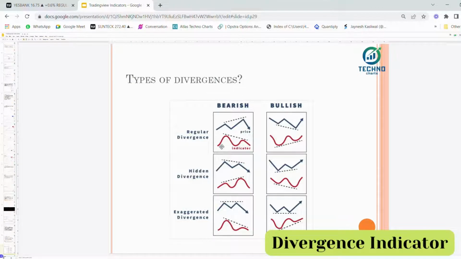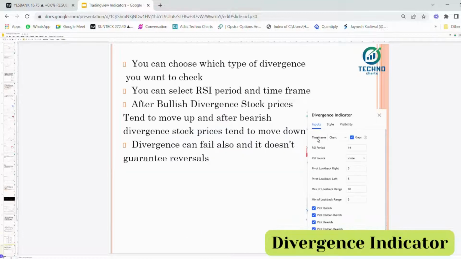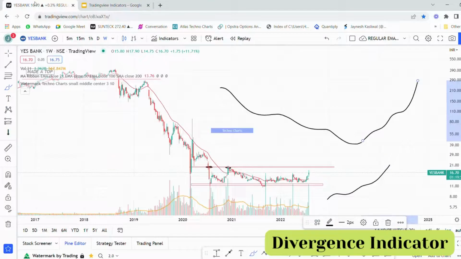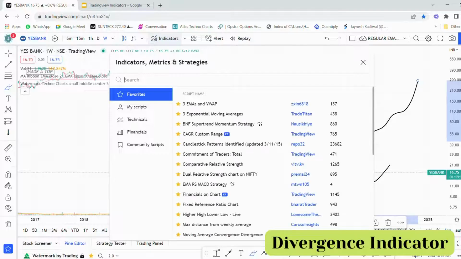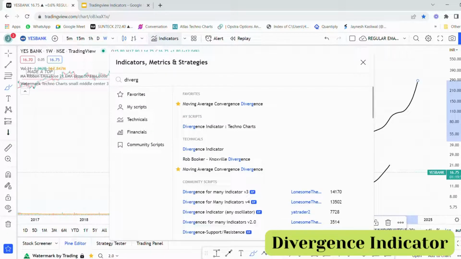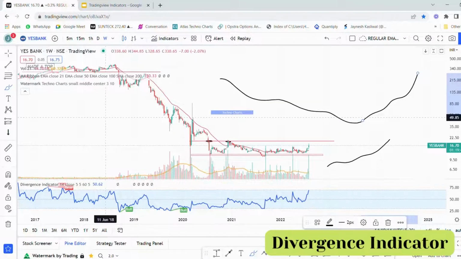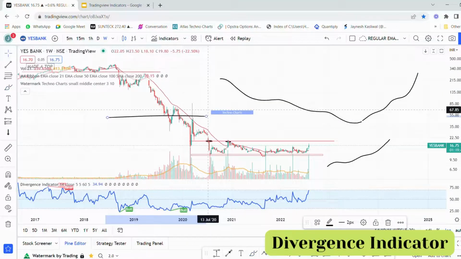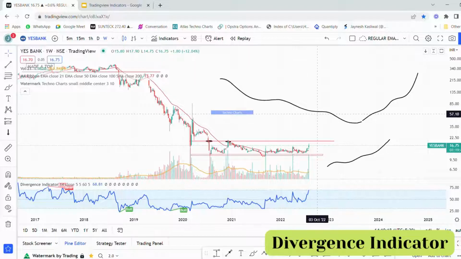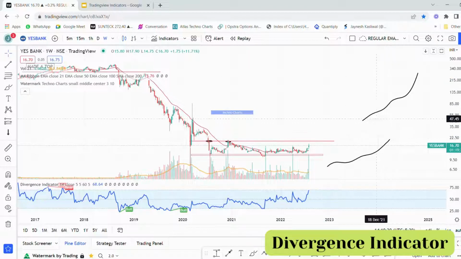There are many types of divergences that you can see: bearish divergence, bullish divergence, and also hidden divergences. Whatever type of divergence you want to trade is your choice. So we will go to the indicators and type here divergence indicator. You can see on the chart that there are multiple types of bullish and bearish signs that I can see.